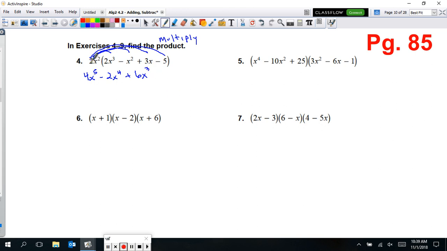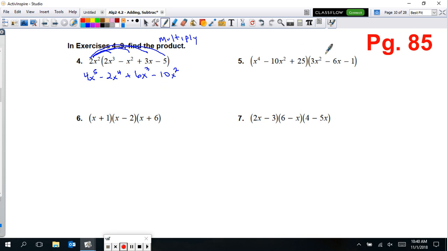And that's going to be 2 times negative 5, so negative 10. And this is just going to be an x squared. There's no x's on this one, so it's just that x squared, like I said, probably going to be 2 when you dropped it down. There's our answer for multiplying the monomial times that polynomial there.